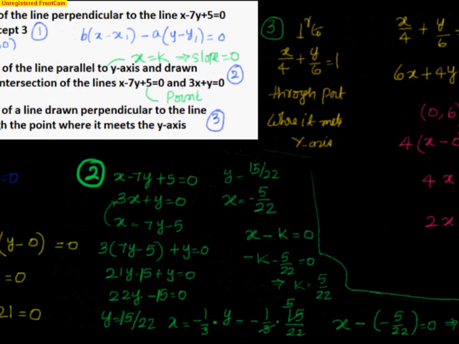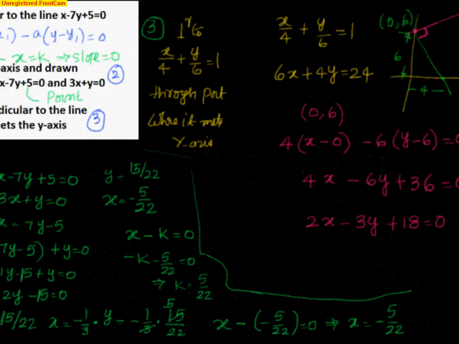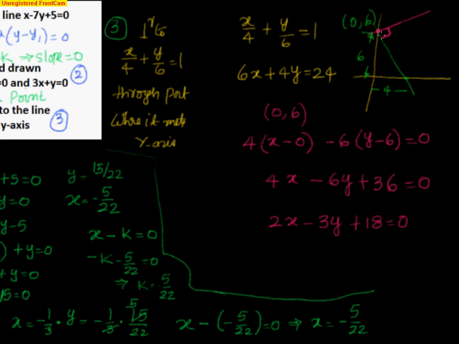The only point here we have to understand clearly is this point. Find the equation of a line drawn perpendicular to the line, through the point where it meets the y-axis. Where this particular line meets the y-axis, at the y-intercept. The y-intercept is already given to you as 6. So indirectly it was told that it is passing through the point 0, 6. So we have found a line perpendicular to this line because we found this slope and inverted it, and it is also passing through 0, 6, and the line equation is 2x minus 3y plus 18 equal to 0.